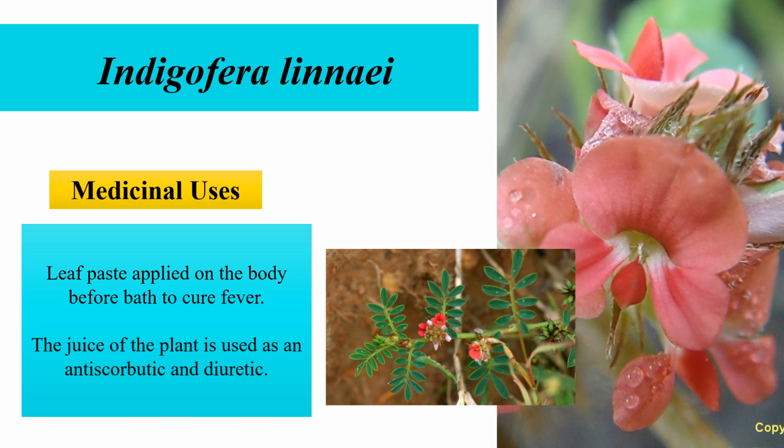Indigofera linnaei, another important plant from the family Fabaceae. Here you can observe the leaf and the flower structure. The leaves are alternate, they are compound. The flowers look like pea flowers. So this is the key character for the identification of the family Fabaceae. Indigofera linnaei is a prostrate herb, much branched, usually found in sandy ground near rivers or seashores.